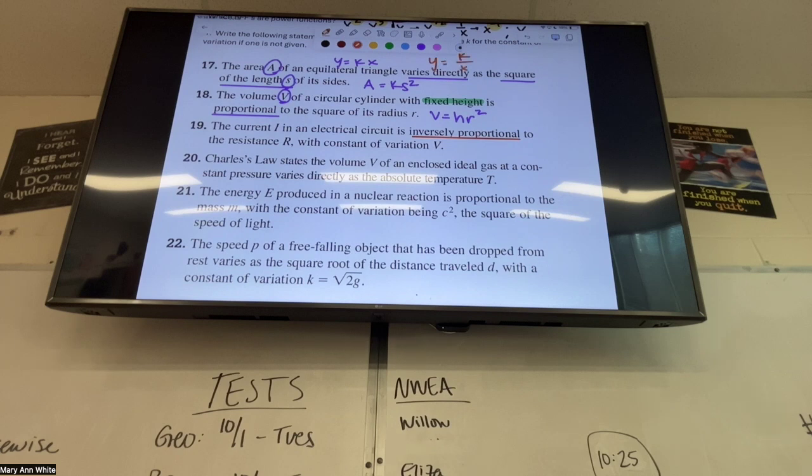I'm rewriting mine because I can't see further up the page, but if you can see further up the page, you don't have to rewrite it. What's my y this time? I. And then do I have a constant this time? V. And then that makes my x what? R. Good. So I equals V over R.